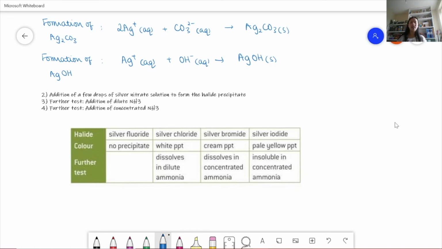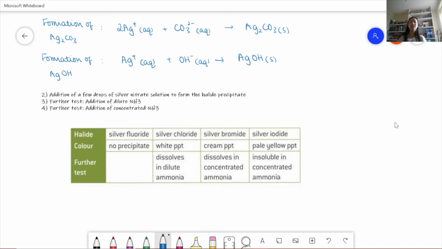Silver bromide only dissolves in concentrated ammonia. And the way you can tell if it's silver iodide, if the colours are very, very similar, is if you add concentrated ammonia, because it doesn't dissolve even in concentrated ammonia.